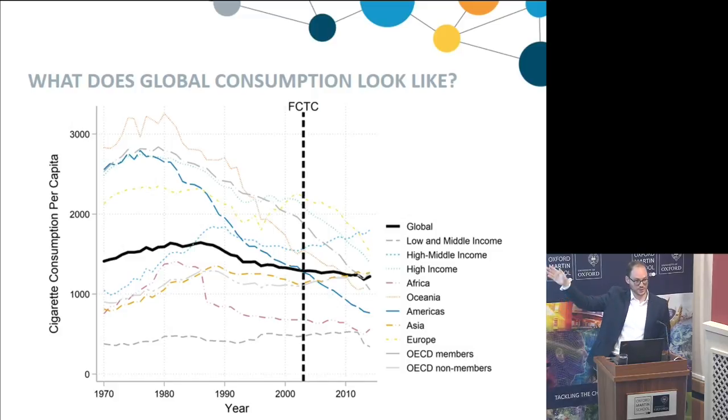What you'll see there, when you contrast it to the dotted line, which is the year at which the Framework Convention on Tobacco Control was adopted, is that if that treaty had an effect, even visually, you as audience would be able to see a discontinuity in that trend line. For example, if there was an immediate effect, you would see a jump, ideally a jump down, in the consumption levels seen globally. If it had the opposite effect, you'd see a jump up.